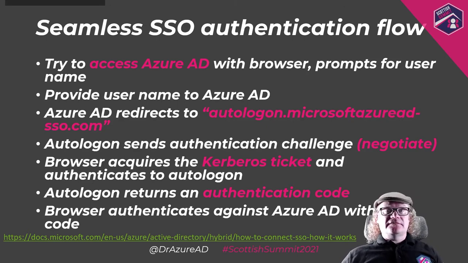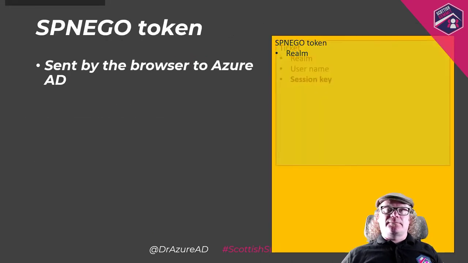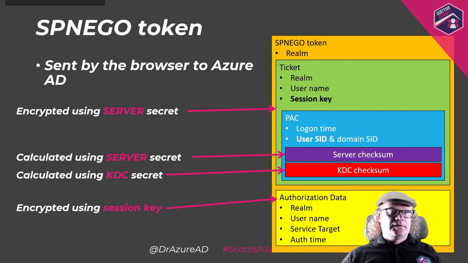So what is inside that Kerberos ticket? I'll just open up all the parts here. On the green, it says ticket here, so this is the actual ticket, and it is encrypted with the server secret. The domain controller encrypts this using the server secret, and it includes a session key.